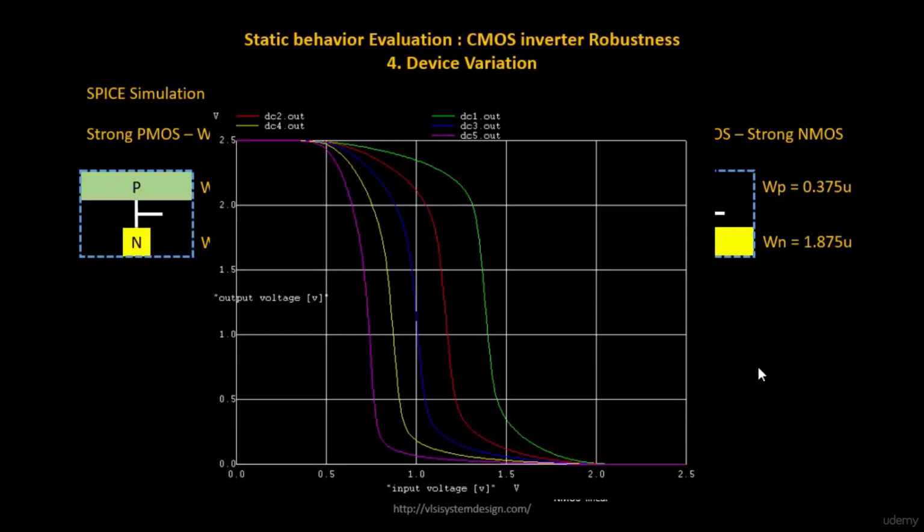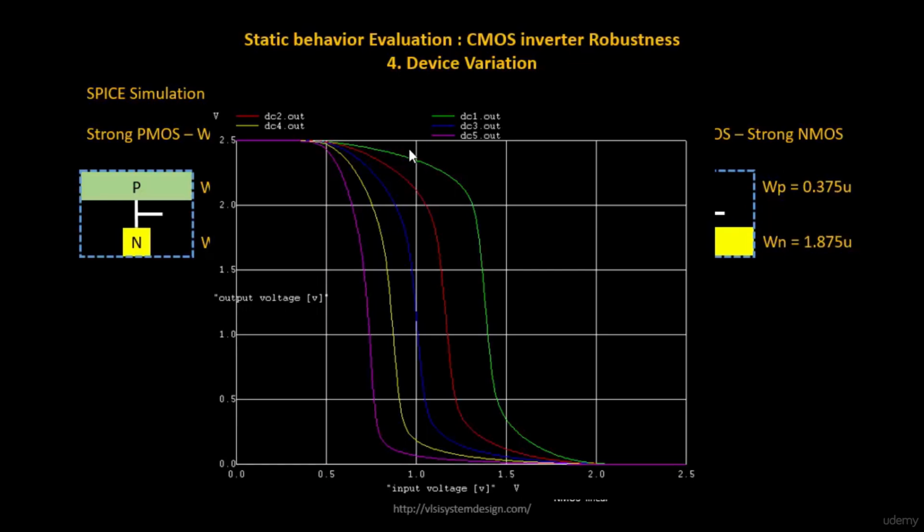Hello everyone, let's continue and conclude our discussion on CMOS inverter robustness. In the last couple of videos, we proved three different points about the CMOS inverter robustness, and this is the fourth one, which is the device variation, on which we are trying to prove how the inverter is robust or insensitive to the variations that it sees.